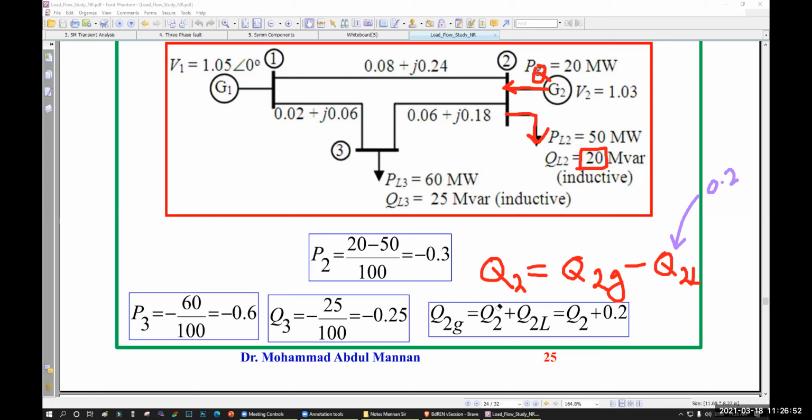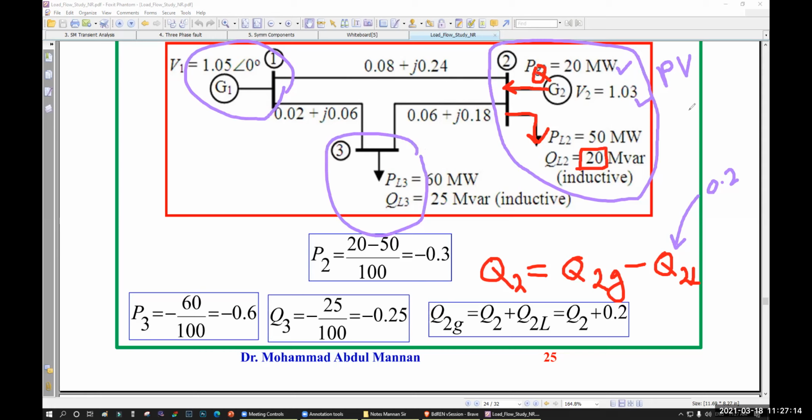Now the problem is you do not know what type of bus this is. This is actually a PV bus. PV means you know the real power and you know the voltage. This is a PV bus, but there is a load here as well. Normally you know about the slack bus, the PQ bus, and the PV bus, but you do not know about this PV plus load. This is a new type of bus, PV plus load. That means generation is added, but some load is taken out as well.